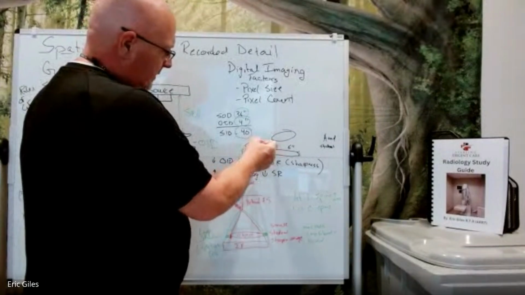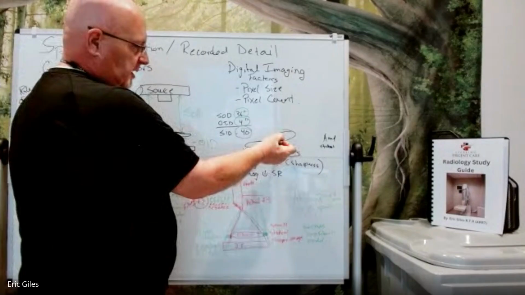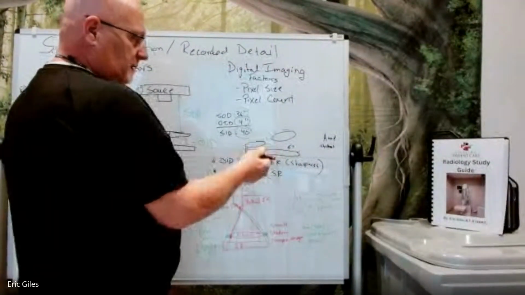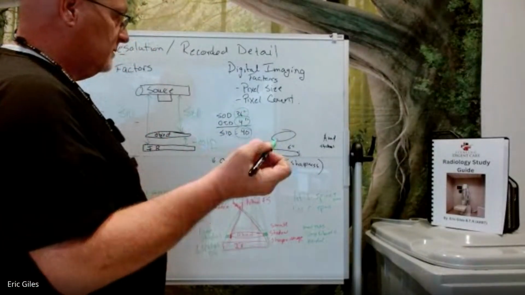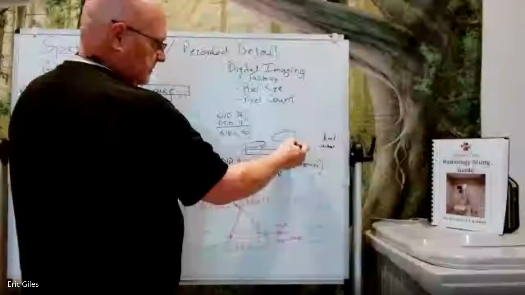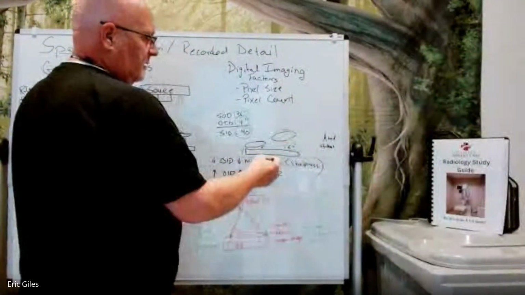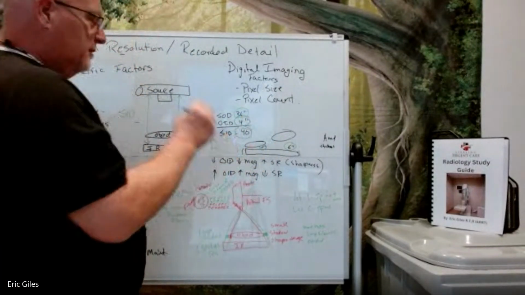Okay, here we have our objects or our patients. So the distance between our patient and our image receptor is what we've called the OID, or object to image distance. Okay, so here we have approximately 6 inches of distance. And here we have 2 inches of distance.